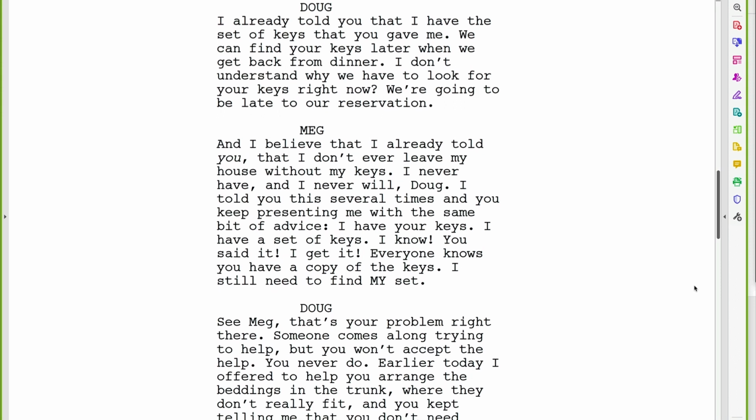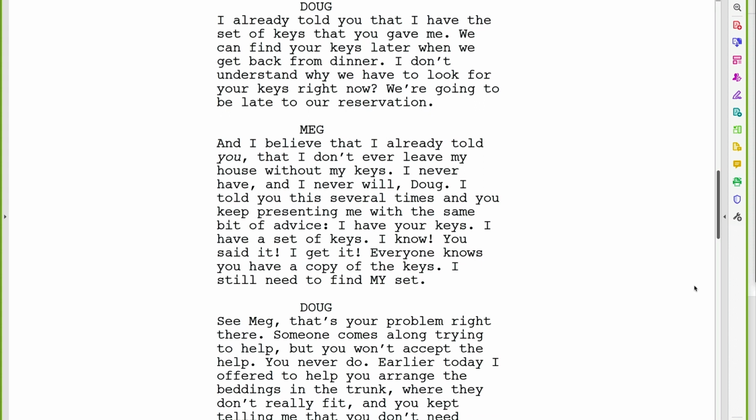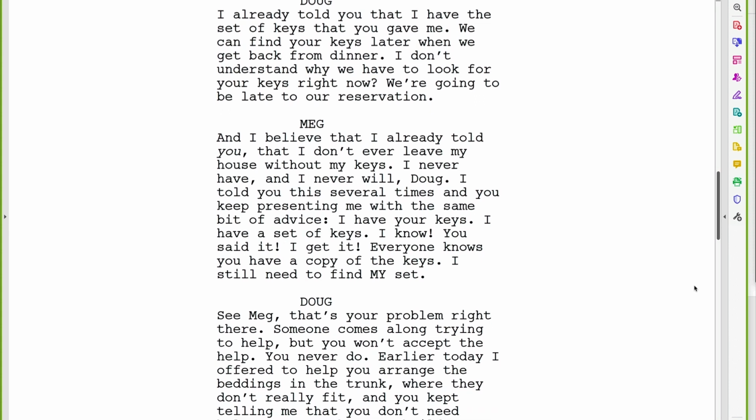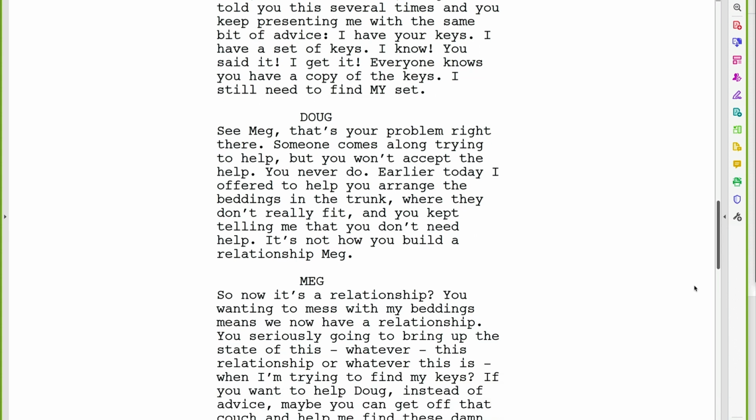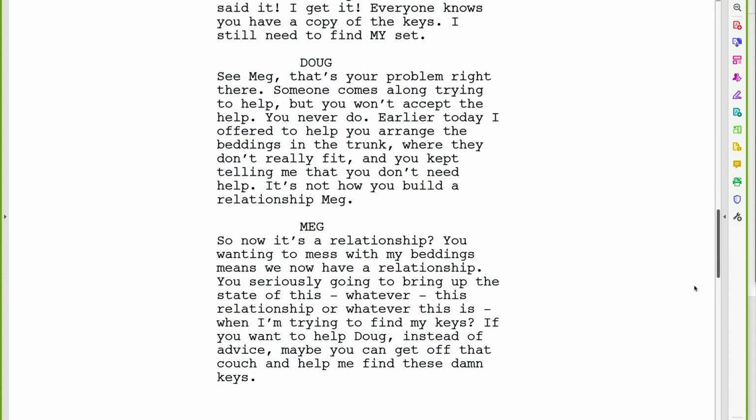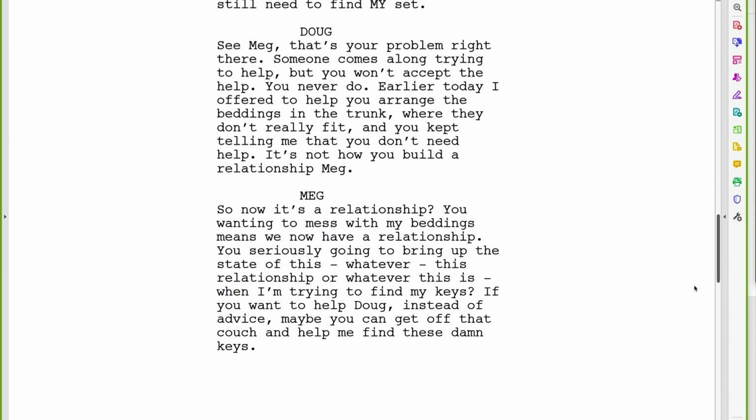I know you said it. I get it. Everyone knows you have a copy of the keys. I still need to find my keys. See, Meg, that's your problem right there. Someone comes along trying to help, but you won't accept the help. You never do. Earlier today, I offered to help you arrange the beddings in the trunk where they don't really fit, and you kept telling me that you don't need help. It's not how you build a relationship, Meg. Oh, so now it's a relationship. You want to mess with my beddings means we now have a relationship.